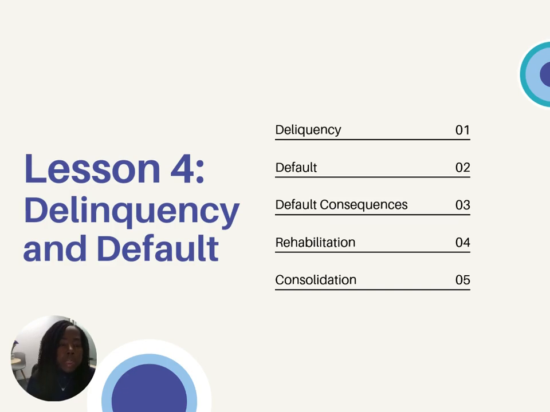So tonight we will be discussing delinquency and default. So first, I'll define what delinquency is, what default is, and I'll talk about the consequences of default and what happens when your student loan is in default. And then I will give you the details on rehabilitation and consolidation. And these are the tools that you can use to get your loan out of default.